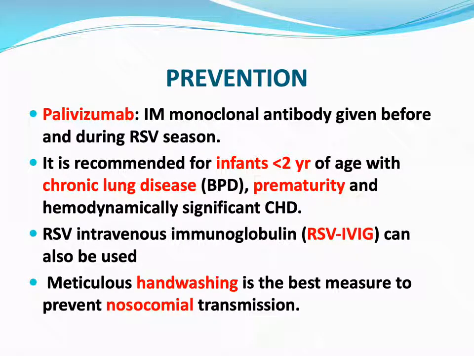Prevention of respiratory syncytial virus bronchiolitis can be achieved by palivizumab, an intramuscular monoclonal antibody given before and during the RSV season. It's recommended for infants less than 2 years of age with chronic lung disease, with prematurity, and with hemodynamically significant congenital heart disease. Respiratory syncytial virus intravenous immunoglobulin can also be used. Meticulous hand washing is the best measure to prevent nosocomial transmission.